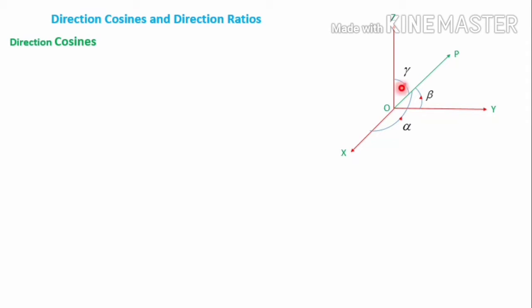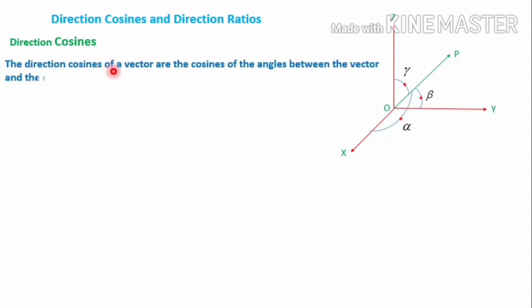And here this looks like the negative direction, since it is drawn from the z-axis, it is represented like this. Here the direction cosines of a vector are the cosines of the angles between the vector and the coordinate axes. Here the vector is making angle alpha with the x-axis, angle beta with the y-axis, and gamma with the z-axis.